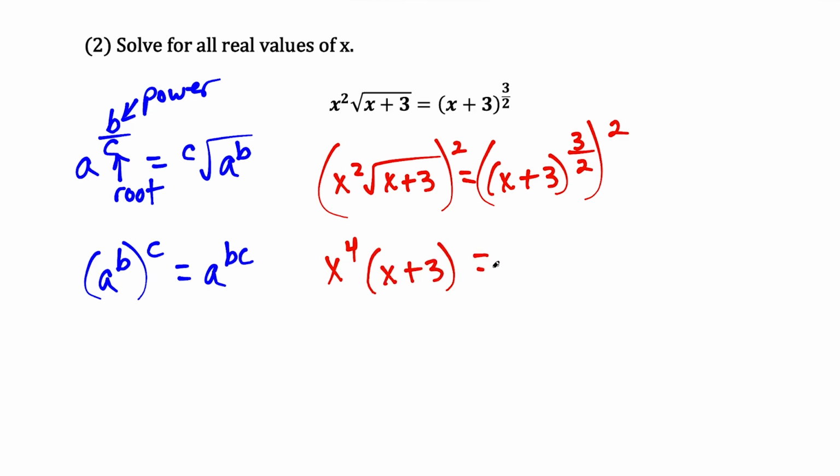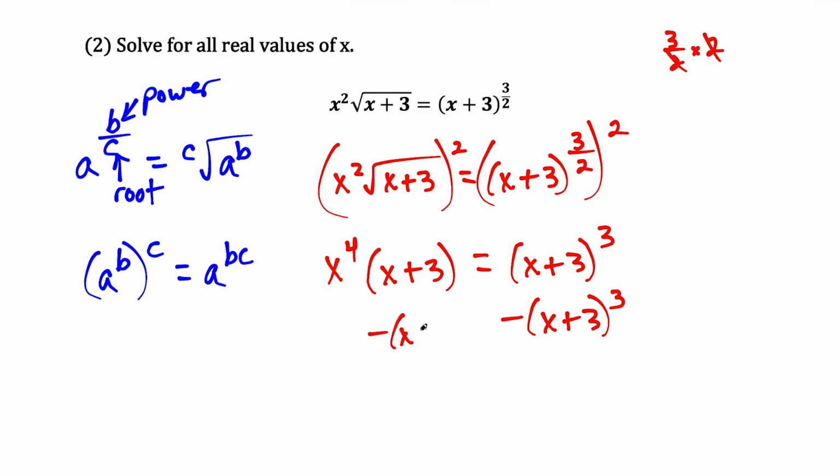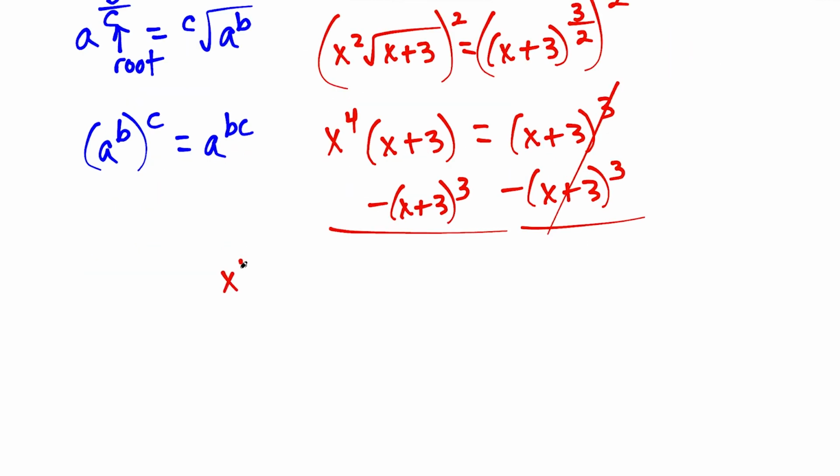And on the right side, we're going to have x plus 3 to the 3rd power because we're multiplying 3 over 2 times 2, and when you do 3 over 2 times 2, that's just going to give you 3 at the end. So now we're going to move everything to one side. We're going to subtract x plus 3 to the 3rd power on both sides, and the right side cancels out, leaving us with 0. Now everything is on the left. So we have x to the 4th times x plus 3 minus x plus 3 to the third power, and all of this is equal to 0.